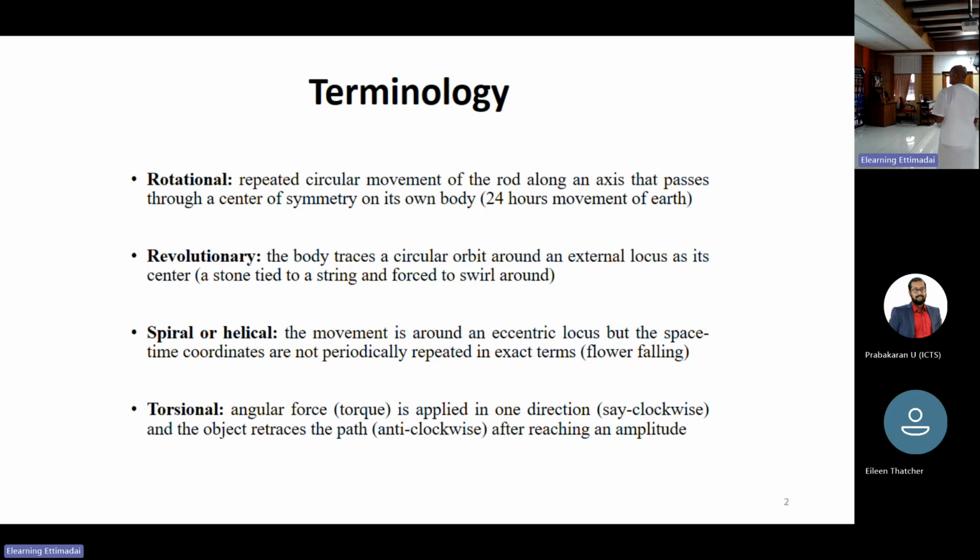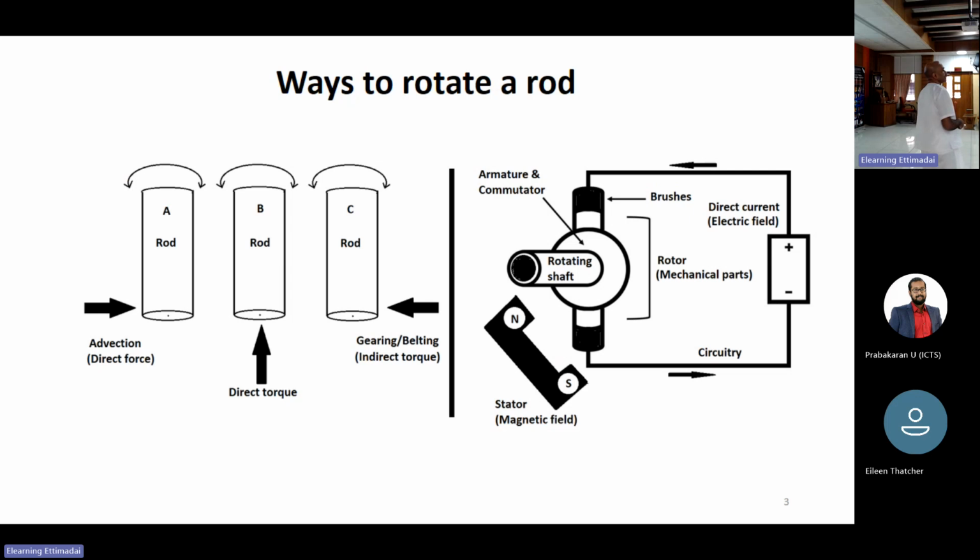So, ways to rotate a rod. I'm not an engineer, but you see, with advection, fluid can be applied to your rod. It can flow like this, and the rod will rotate. Then direct torque: you apply something in, and by virtue of that, it will rotate. Then gears: you can connect it to gears, gearing or belting, and have it move. So these are the ways to rotate a rod.